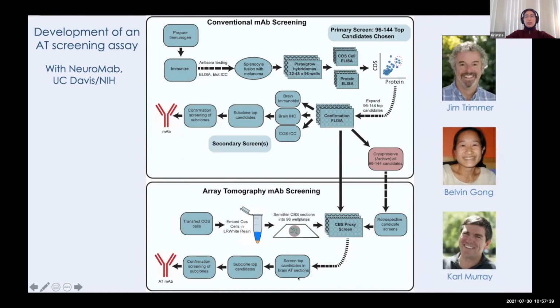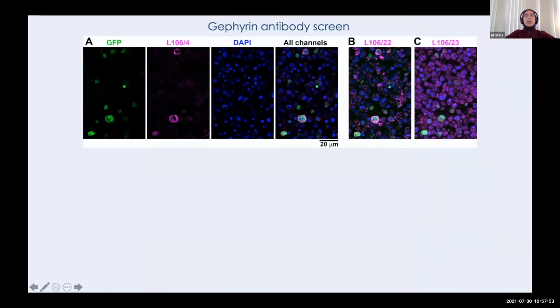The top candidates are selected, and then only they are tested on brain sections, which is the harder part of testing. And then the top candidates are now the candidates that can be used for array tomography and for post-embedding. So here is an example of screening for Gephyrin.